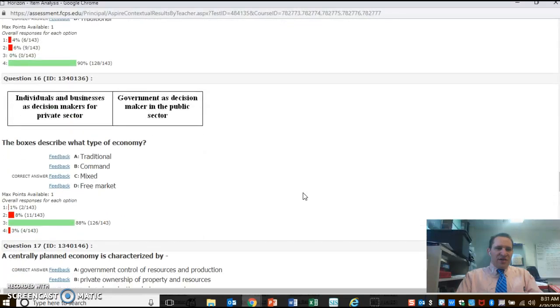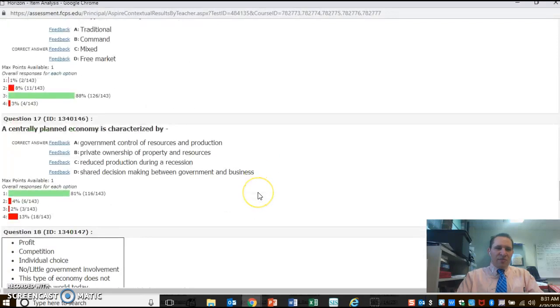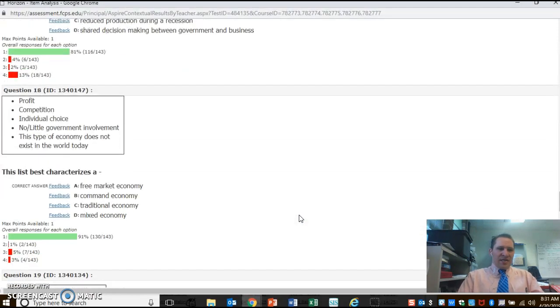15 was solid. No real issues with 16, a mixed economy. Remember, individuals and businesses in the private, government in the public. Number 17, again, most of you did that one. A few of you shared decision making between government. You saw the word government, maybe you thought it was there, but government controls all resources and production in a centrally planned or a command economy. 18 was really good.